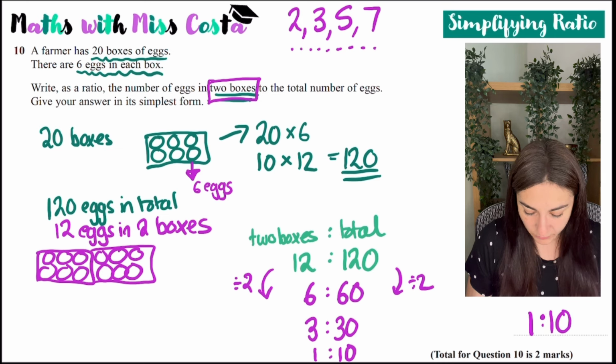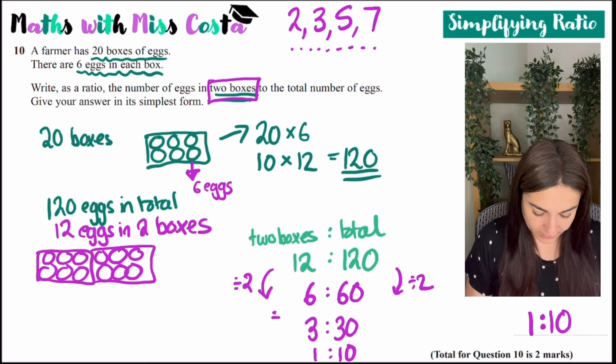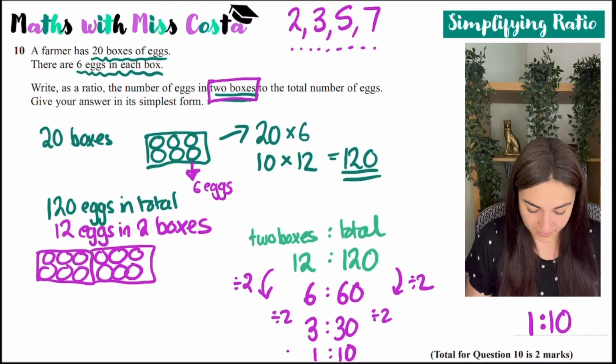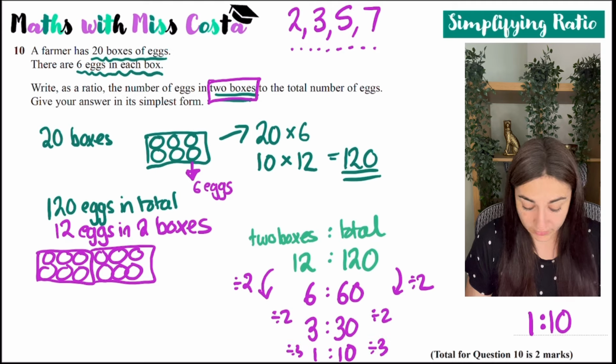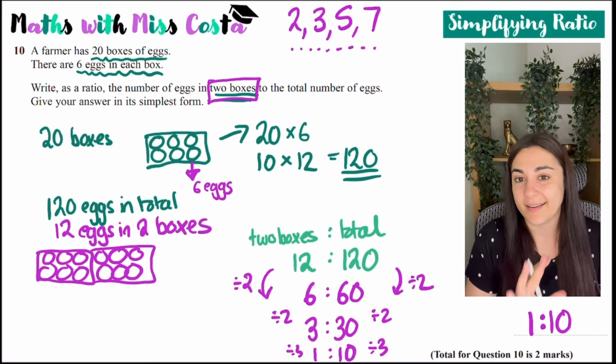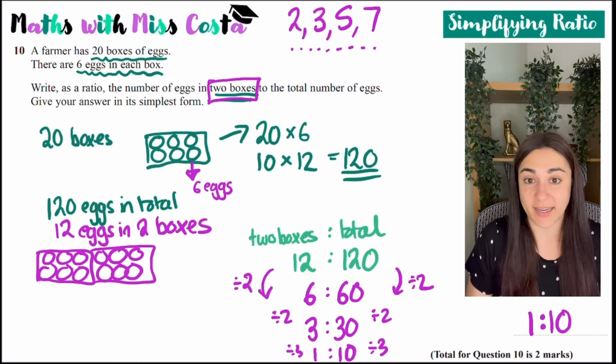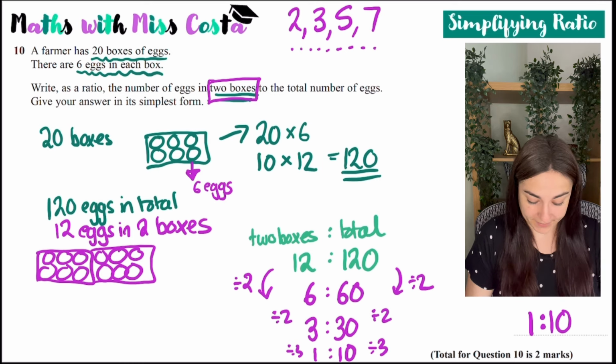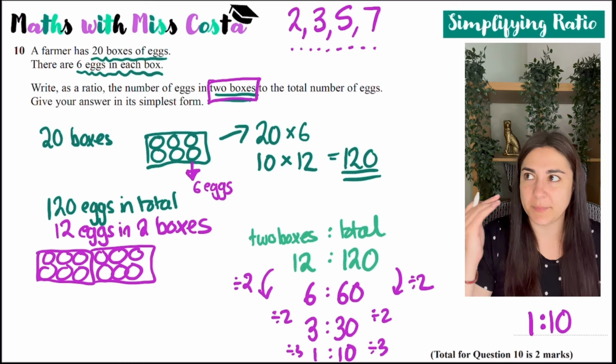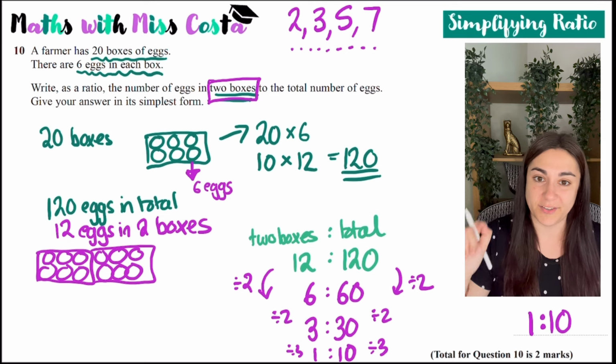However you got to that, I kept on dividing by 2 and then dividing by 3. You could have divided by 12 to begin with. It doesn't matter, you're going to get to the same answer. Sometimes it just might be a few more steps. And simplest form essentially means when you can't divide your ratios any further.